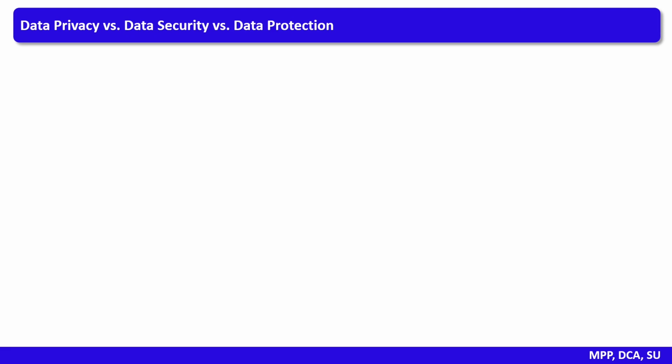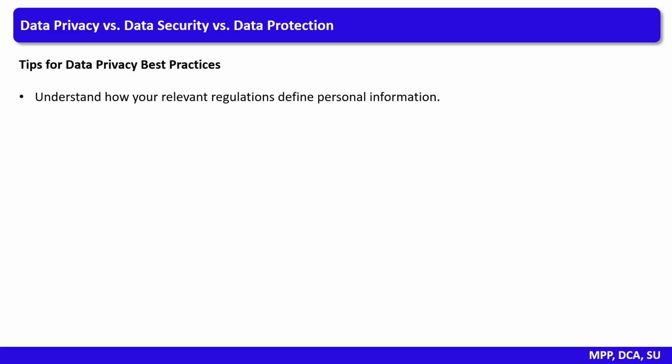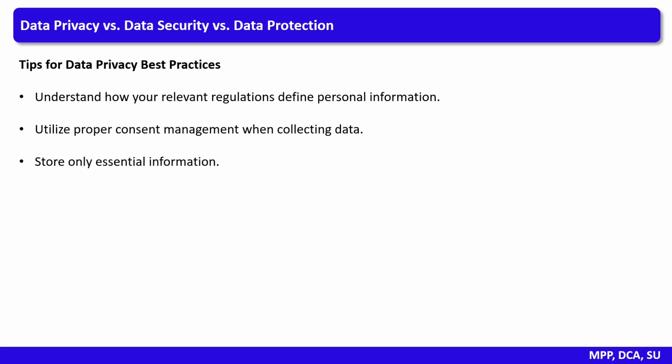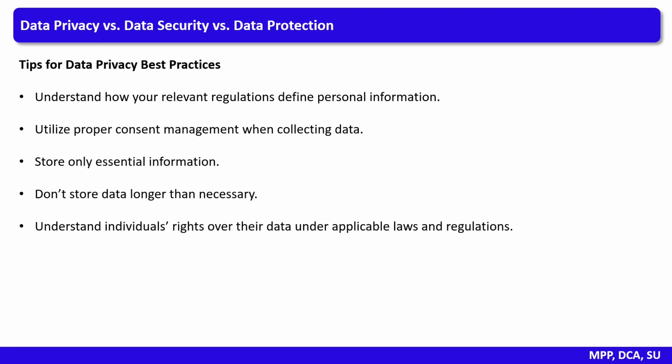Now let us discuss some of the important tips for data privacy best practices. Understand how your relevant regulations define personal information. Utilize personal consent management when collecting data. Store only essential information. Don't store data longer than necessary. And understand individuals' rights over their data under applicable laws and regulations.